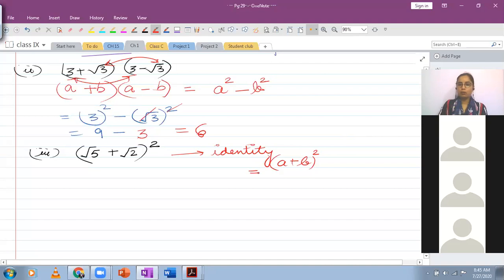So when you square a binomial, this is square of the first term, plus square of the second term, plus twice the product of the two terms. This is generally how I would be mentioning.